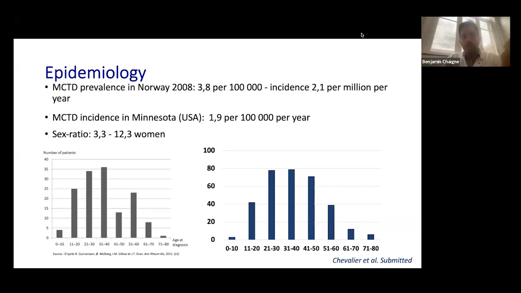And then looking at the sex ratio of the patients who do develop MCTD, there is a predominance of women. On the left part of the slide, you have the representation of the number of patients and the age of patients in Gunnarsson's study. And what you can say, basically, is that it's a middle-aged disease. And in Kevin's study, we confirmed these data, and it's a very typical middle-aged disease.